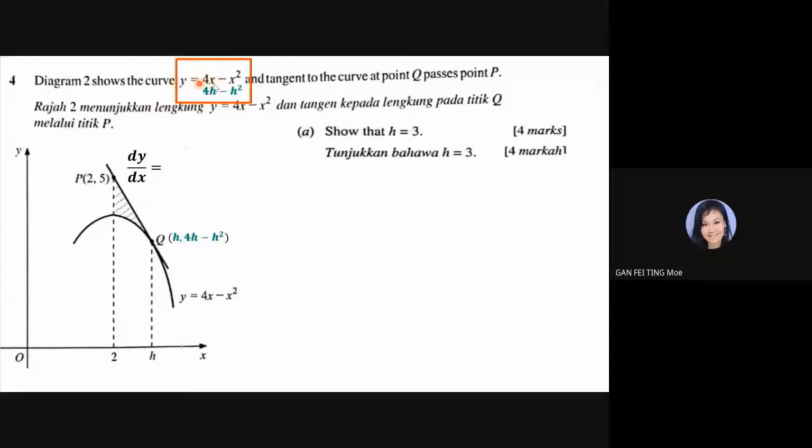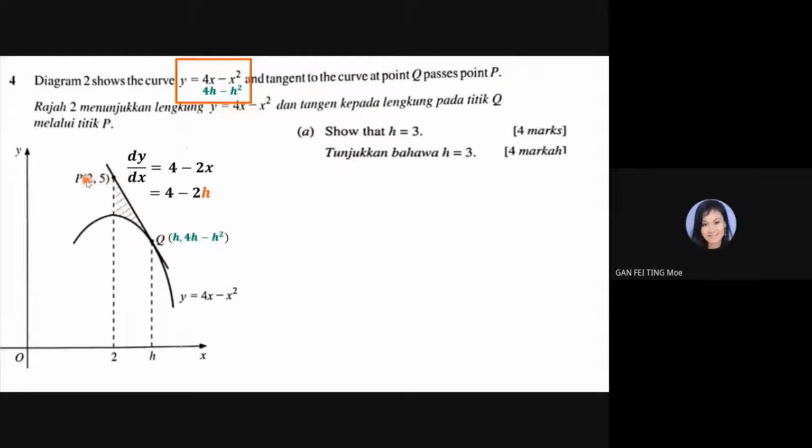I differentiate this equation. I got it as 4 minus 2x. But no longer x. I need to put this one in terms of h. At this point, the gradient in terms of h. Okay, the gradient function in terms of h. So this one will turn into 4 minus 2h. Okay, done. I already get the gradient function for this, it is 4 minus 2h.